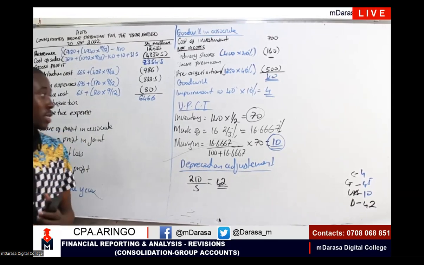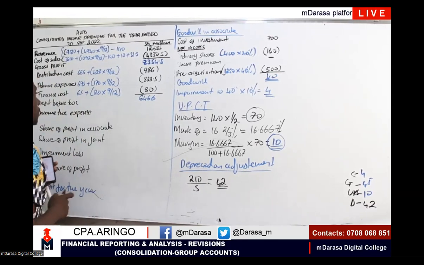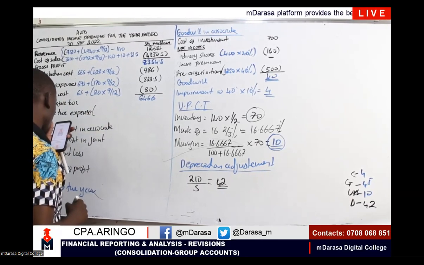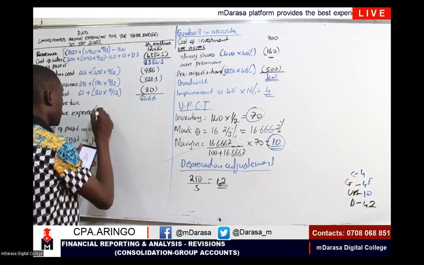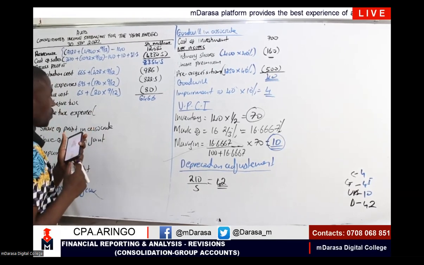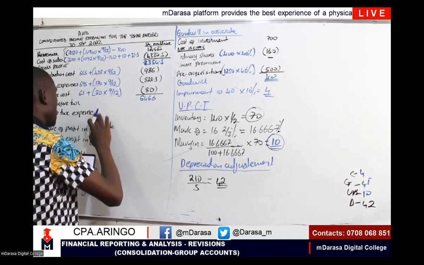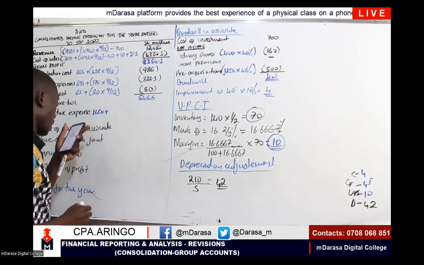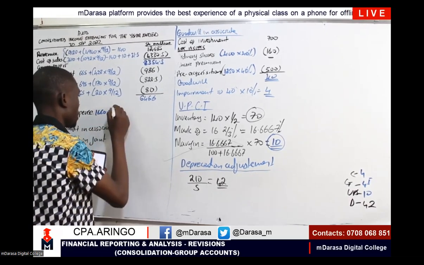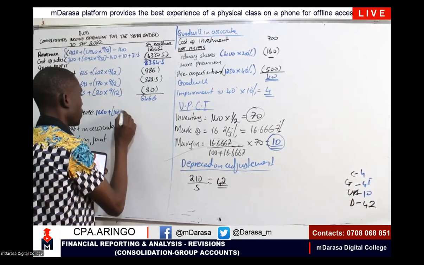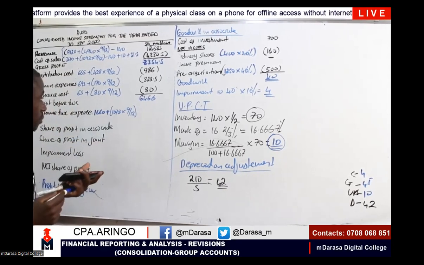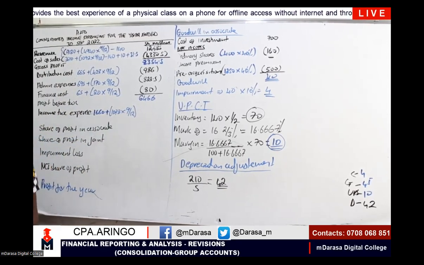Copying and pasting the figure that you are given there, which in this case I'll be having 1660 plus, of course, how much? 1660 plus 1078 by 9 over 12. That should give us how much here?